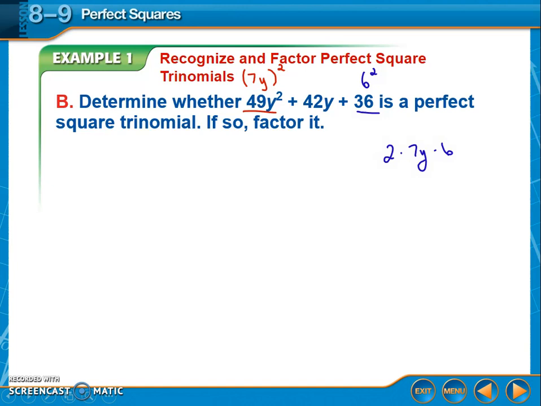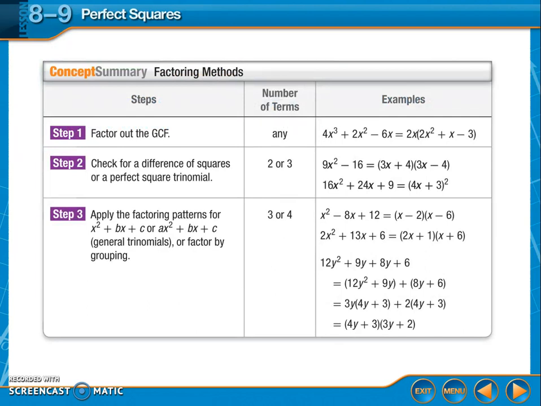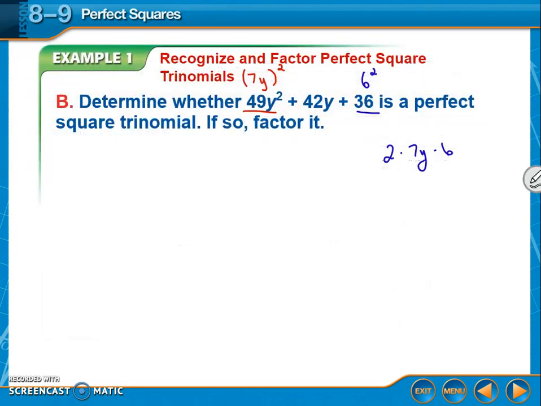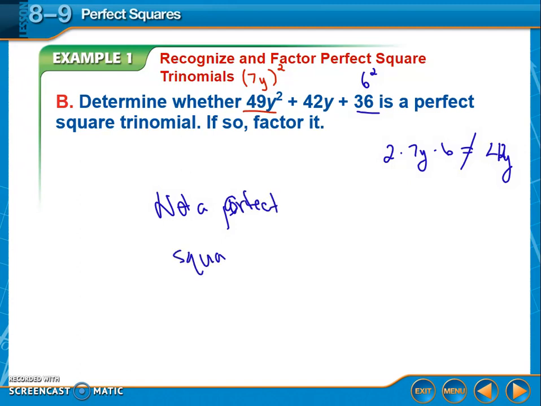So in this case, this one is not a perfect square. Because this is not equal to 42y, this is not a perfect square trinomial. So we're just going to stop there and say not a perfect square trinomial.